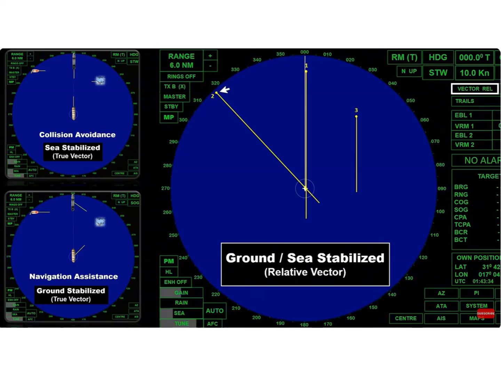Relative motion displays are favored by mariners for identifying collision risks. Sea-stabilized true vectors are used for collision avoidance, while ground-stabilized true vectors assist with navigation.